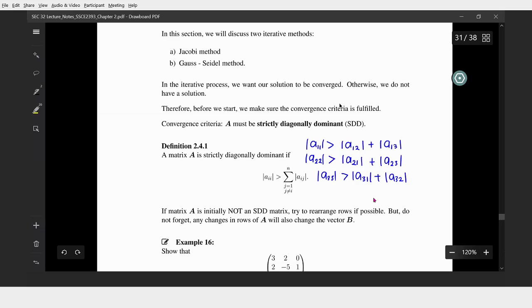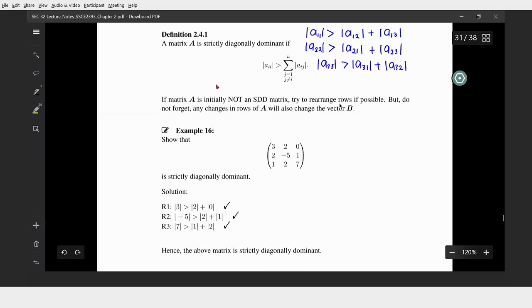How you verify whether your A is strictly diagonally dominant is very simple, not as much as what you have in Cholesky. In Cholesky you have SPD, symmetric positive definite, with 5 criteria that you need to fulfill. But for SDD, it's very simple.